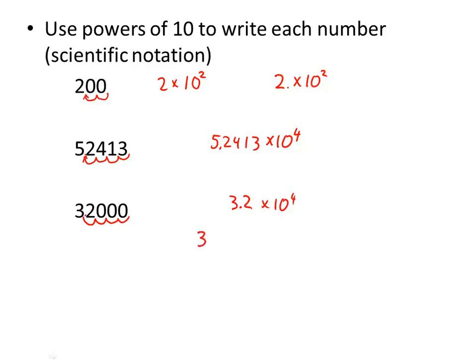Now, if you wrote 3.2000 times 10 to the 4, it is technically right, but it's just a little bit cleaner if we get rid of all those zeros. So we don't have to write all those zeros, because these two numbers are actually equal. You can't do that with this number. You cannot write 5.2 times 10 to the 4, because these two numbers are not equal. These two numbers are equal, but these two numbers aren't equal, so you can't be doing this one like that.